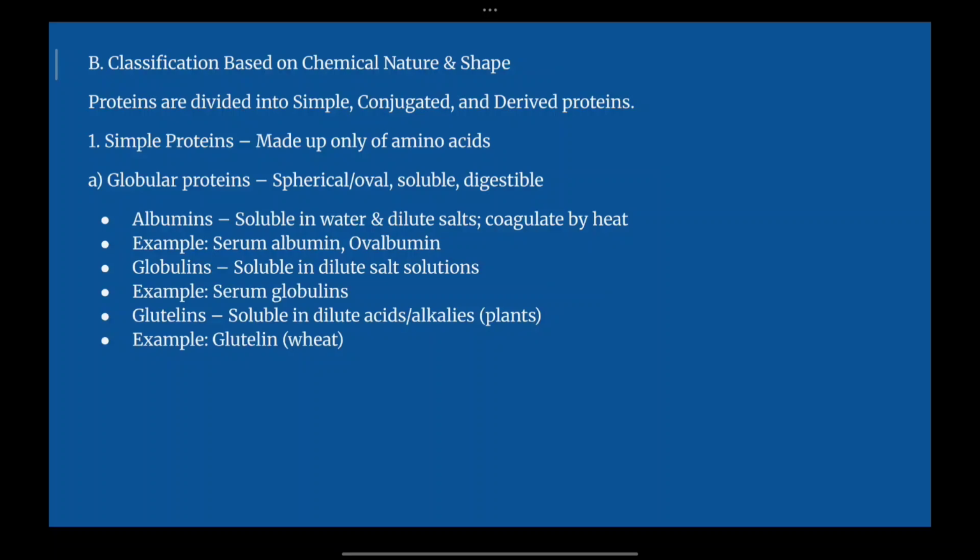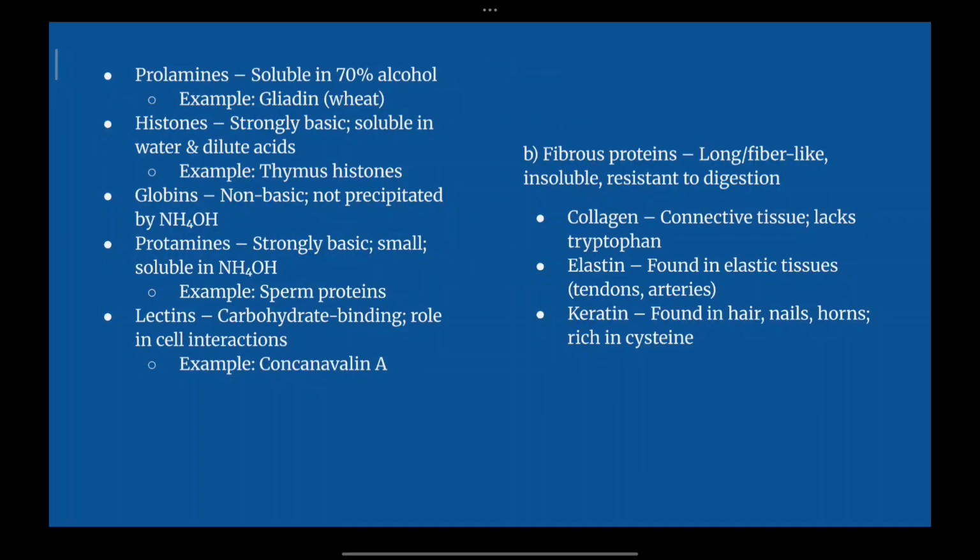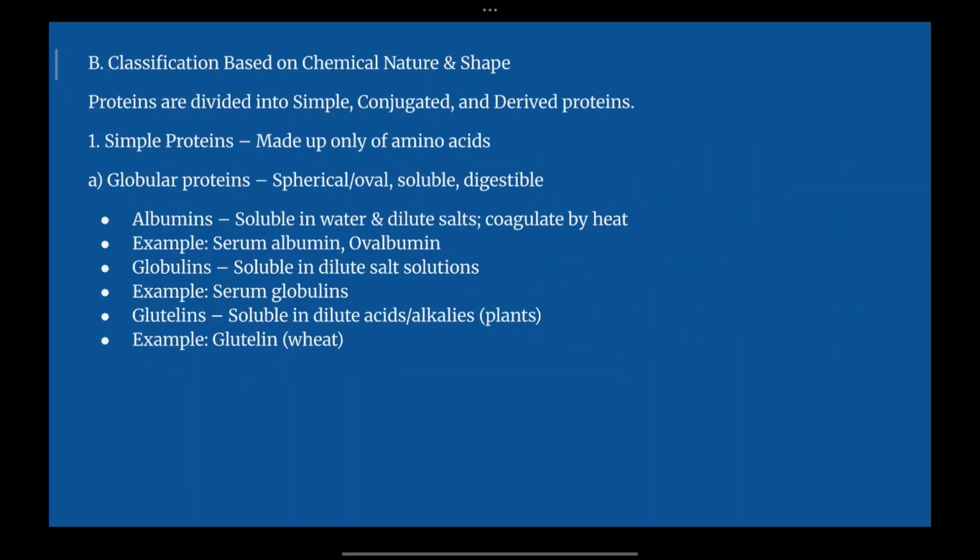Some of the examples of globular proteins are albumins, globulins, glutelins, prolamines, histones, globins, protamines, and lectins. You can remember around 3 to 4 examples under globular proteins, because these are what are present in your body. So nothing is complicated unless you correlate it with your body and the surroundings that are present.